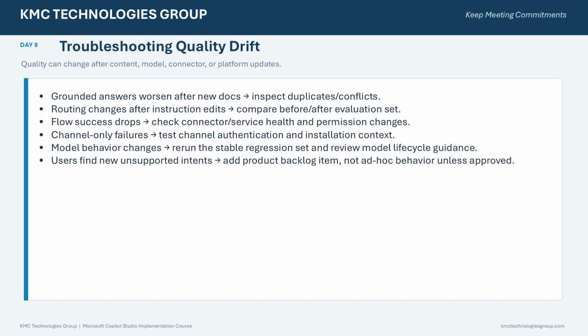Agent quality is not static. A new document can introduce conflicting information. Instruction edits can change routing. Connector or permission changes can reduce transaction success. A channel-specific authentication change can create failures that do not appear in the test pane. Model behavior may change over time, and users may discover new requests that the original agent never supported. This is why the stable regression set needs to run after meaningful content, model, connector, platform, or configuration changes.